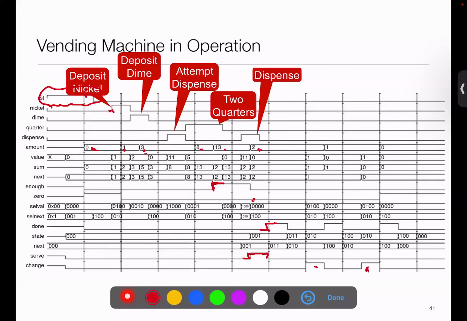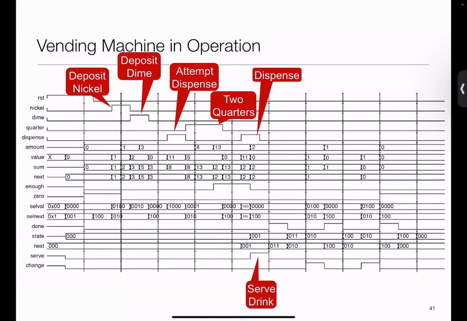So that's going from us to the mechanical part of the machine. And then after dispensing 2 nickels, the amount goes to 0 and 0 goes high. And we are back to square one. Okay. So serve, return the first nickel, return the second nickel. That's the sequence that's happening.